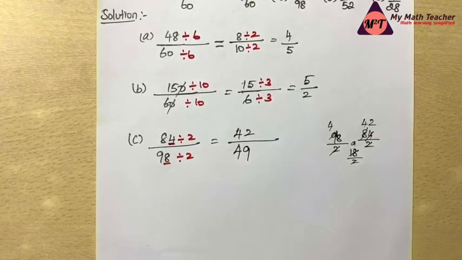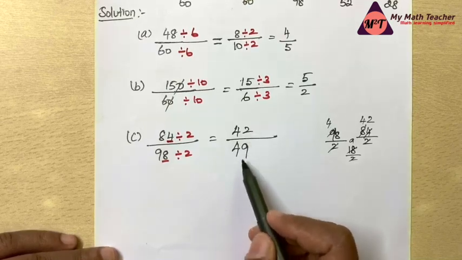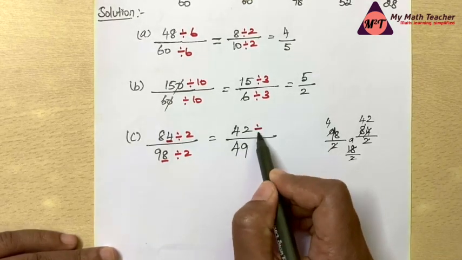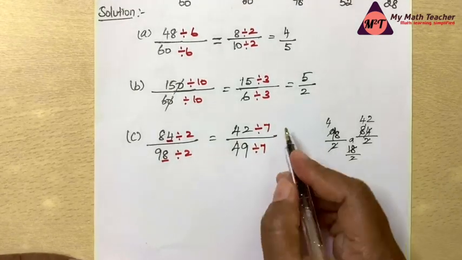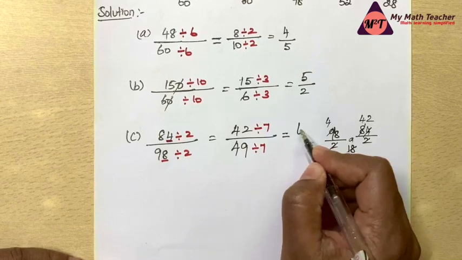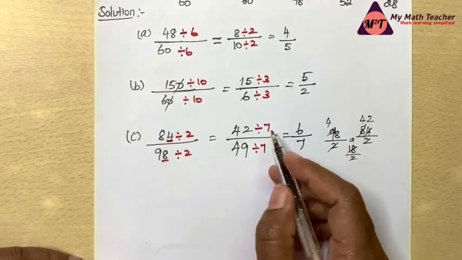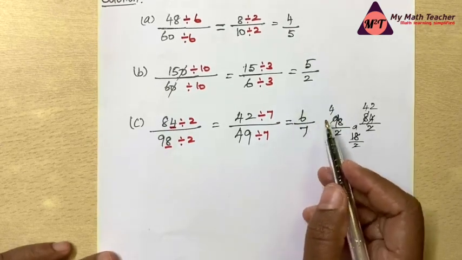Okay. Now, 42 and 49. Now you can think of a number by which we can divide both the numbers 42 and 49. It's very clear, that is divisible by 7. Okay. 42 divided by 7 is 6 and 49 divided by 7 is 7. 7 sevens are 49, 7 sixes are 42. This is the simplest form, 6 by 7.